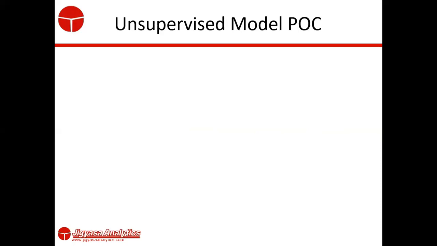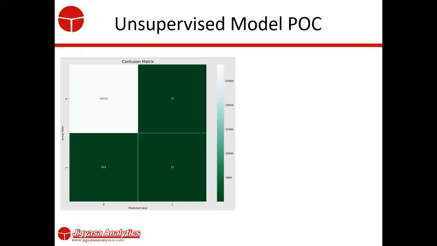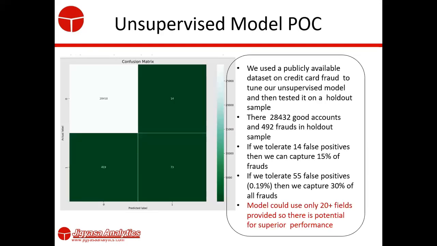Okay, next we'll talk about a proof of concept. We used a publicly available data set on credit card fraud to tune our unsupervised model and then tested it out on a holdout sample. There were about 28,000 good accounts and 492 frauds in the holdout sample.